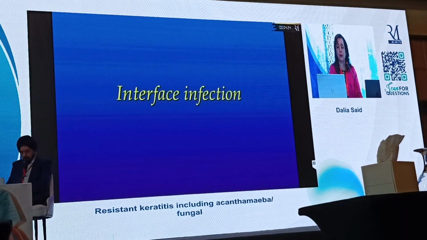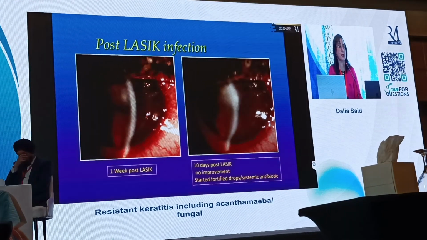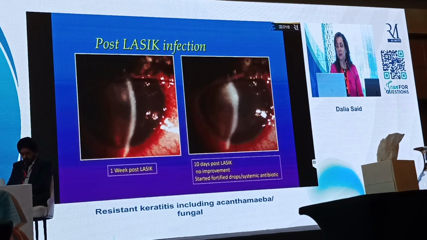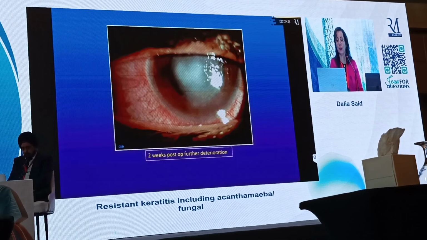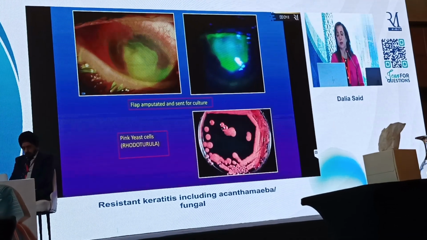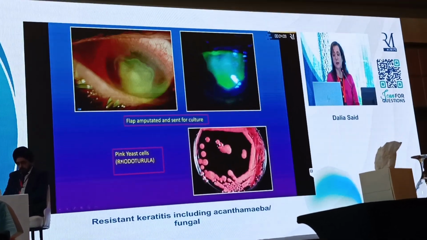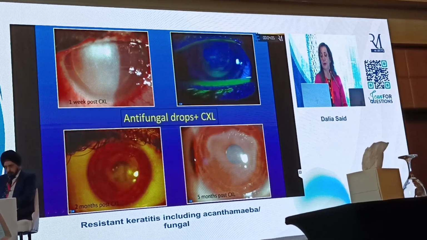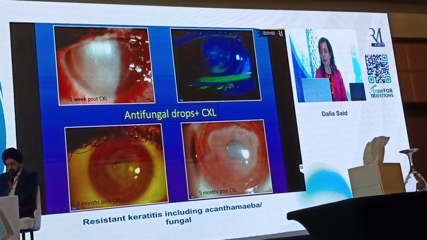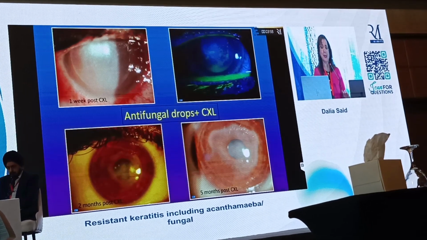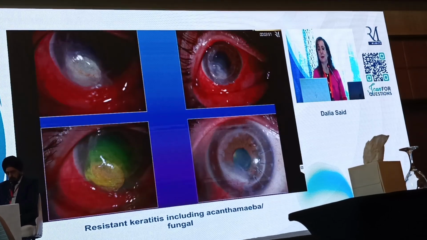Now, remember the interface infections. So this is a case of Professor Mustafa Salah, one of the post-LASIK infections where the patient got much worse, and eventually had to amputate the flap and do cross-linking, and we grew a very bad yeast infection. And then the patient finally got better after antifungal drops plus cross-linking. So because we're creating all these new planes, we can get more resistant infections.